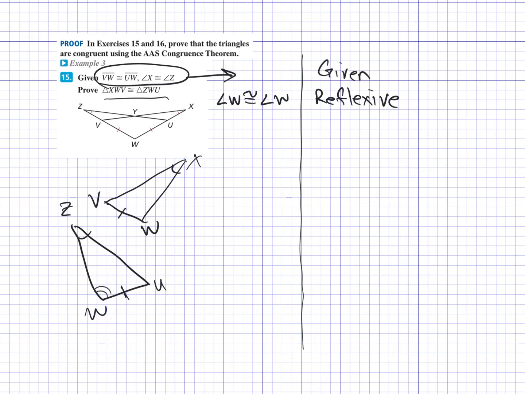So now we have angle, angle, side. Angle, angle, side. So we can say our proof statement. Triangle XWV is congruent to triangle ZWU. Angle, angle, side. That only took 3 steps.